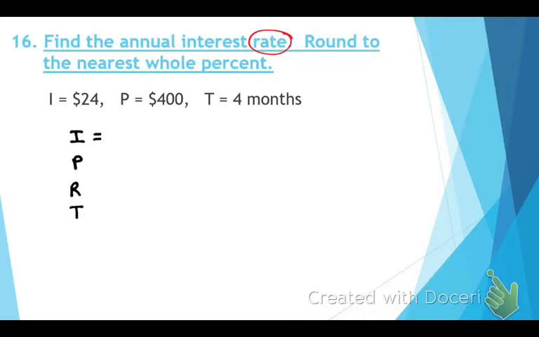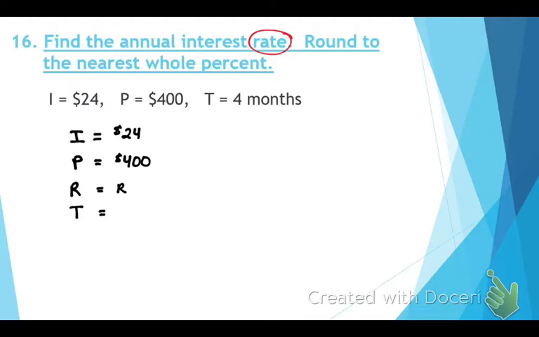Madison, what's my I stand for? $24. And what does that I stand for? What word? Interest. Very good. Next up, we've got the P. Jonathan, what does the P stand for? Principal. What is our principal? $400. Next up, the rate. Abigail, what's our rate? We don't know it, so we're just going to put an R. Very good. And Reagan, what is our time?